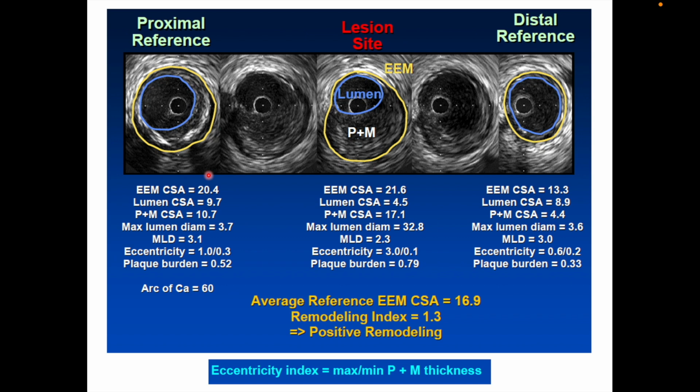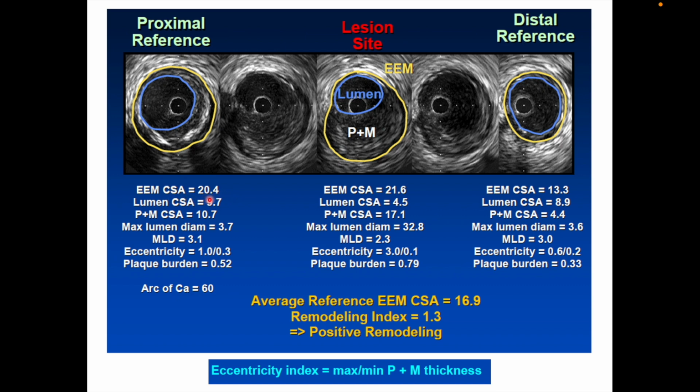For research purposes, you can calculate all of these things here. At the proximal and the distal reference segment, you can calculate the external elastic membrane cross-sectional area, that is marked here in yellow. That's 20.4. You can even take out the average reference external elastic membrane cross-sectional area. The name is indicating what it means. Average reference means the proximal and the distal reference. You calculate the average of both of these cross-sectional areas at the external elastic membrane level.